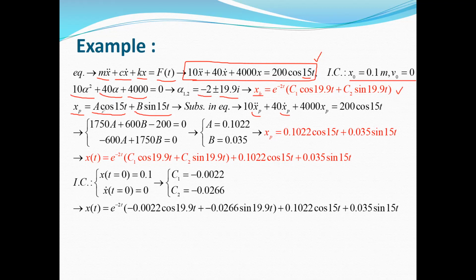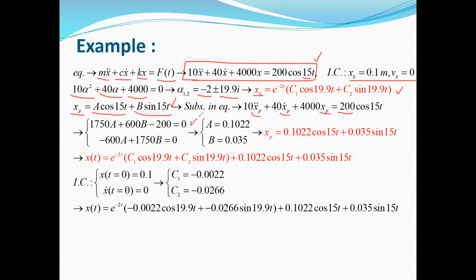And xp double dot is the second derivative, so it will be equal to minus a times 15 squared times cosine 15t, plus b, of course we will have one negative, so minus b times 15 squared times sine 15t. So we can plug into the main equation, with xp in this form, and then we can collect the cosine and sine functions. The coefficient of cosine in the left hand side must be equal to the coefficient of cosine in the right hand side, which is 200.